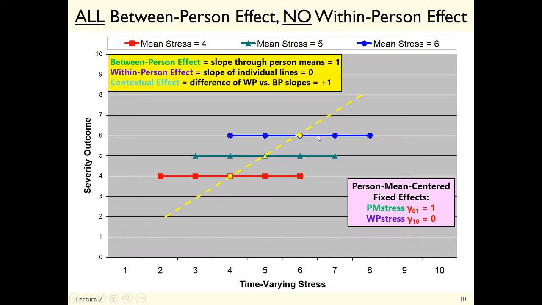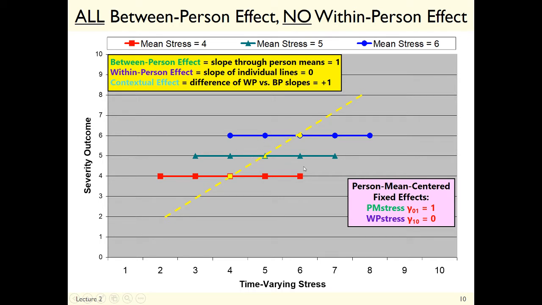So these are the pictures that I had wanted to put in here. These are demonstrations of what it would look like if we had between effects, within effects, or both. So this picture has time-varying stress on the x-axis. It's not time. Time is irrelevant at this point. And severity, let's call this our favorite bad health outcome, on y. And each person here is a different color.